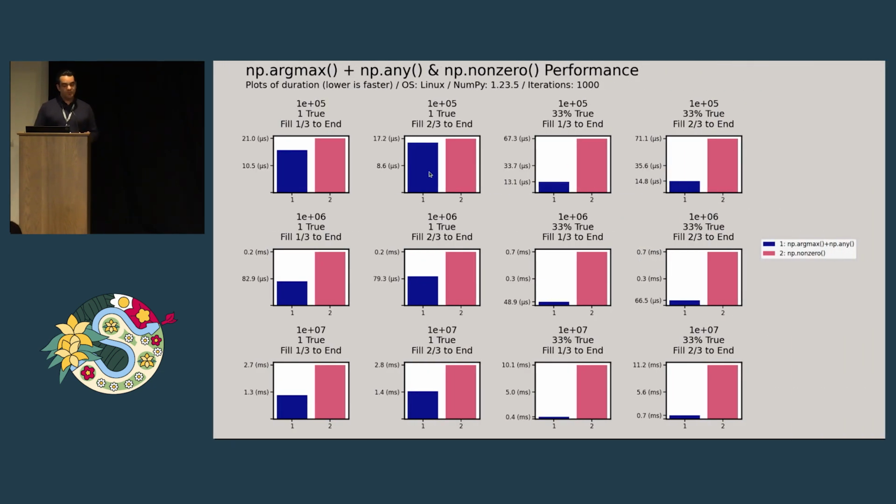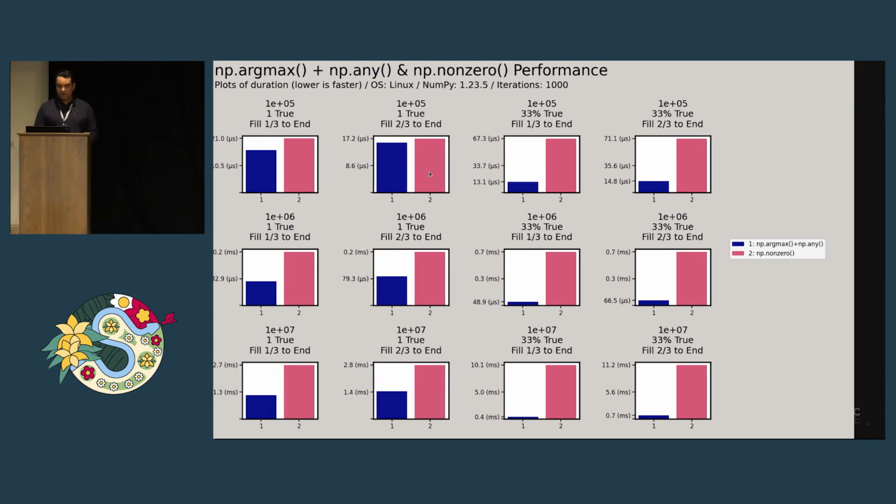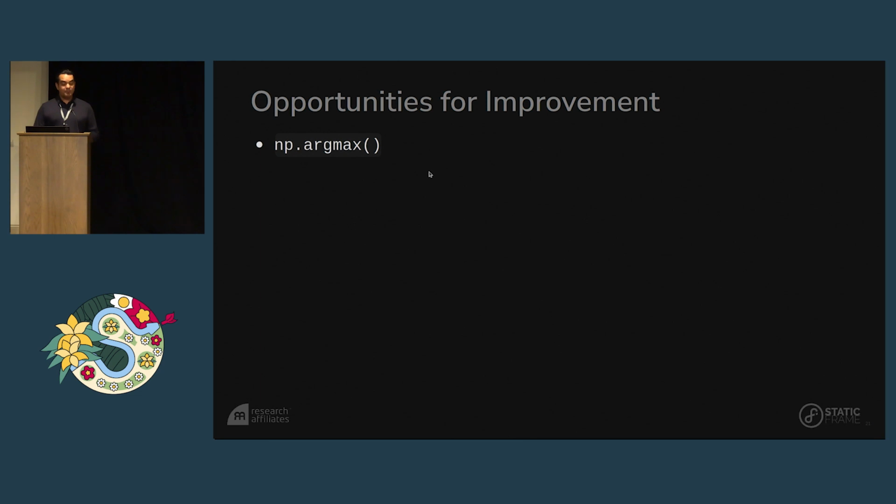So if we look at these performance results again, we can see that in columns 3 and 4, np.argmax consistently, more significantly, outperforms np.nonzero. And we can have some intuitions about that. np.nonzero has to do more work. It has to collect all the trues, presumably using some sort of dynamically allocated array that has to grow and allocate memory. And so it takes longer when there are more trues. All right. So there are opportunities for improvement.